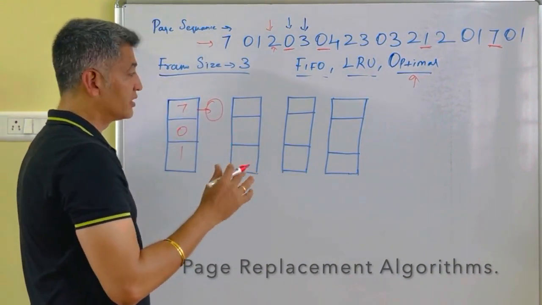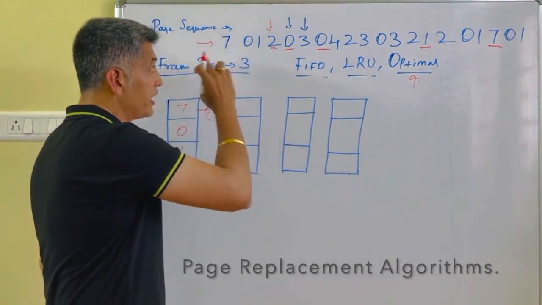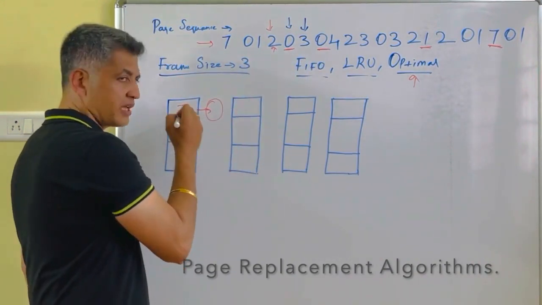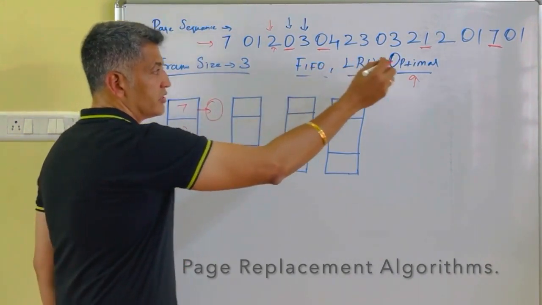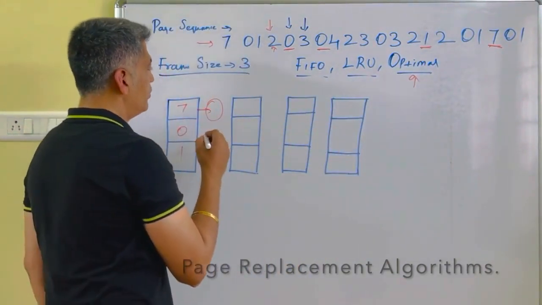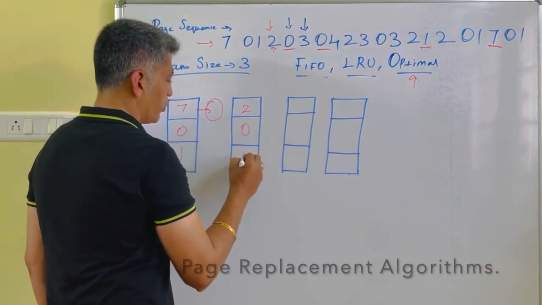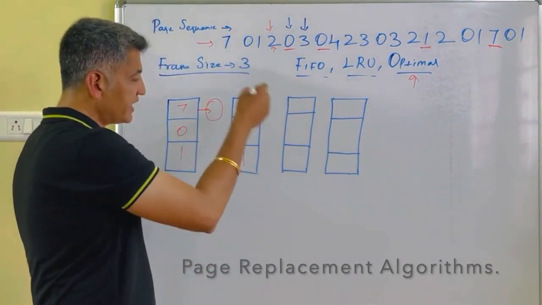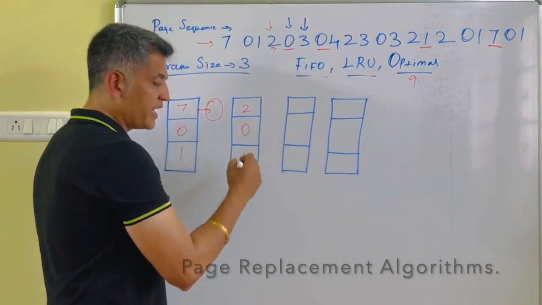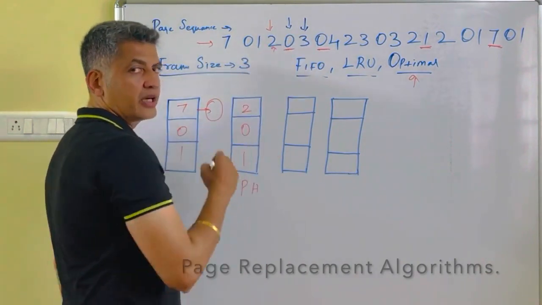So again in this algorithm also, 7 will be the victim page. But you need to understand why I'm picking 7 now. Based on this sequence alone, 7 is not required for the longest period of time, so 7 will be the victim page. So now instead of 7, 2 will be there, then 0, then 1. Right? For the next one, the next sequence is what? 0. So 0 is required, so a page hit happens here. Again, a page hit happens.